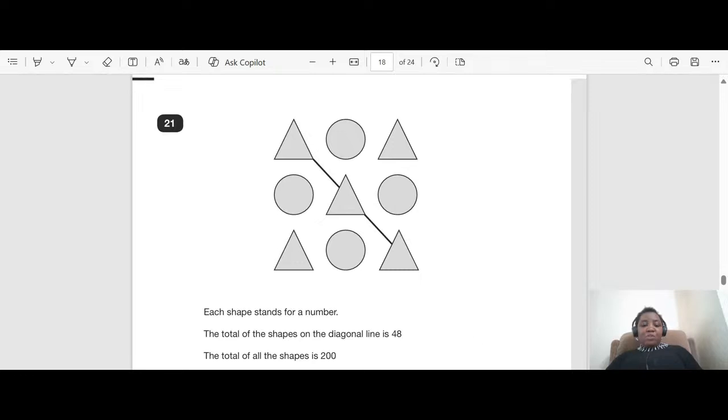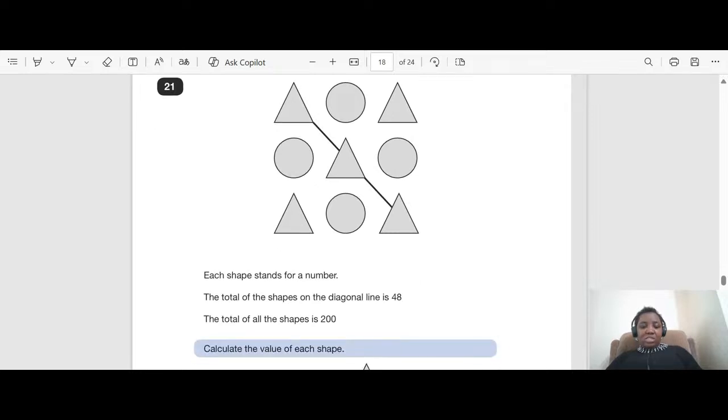The total number of shapes on the diagonal line is 48. The total of all the shapes is 200. Calculate the value of each shape. Now I have three triangles on the diagonal, and then my question tells me that the total of the shapes on the diagonal is 48.